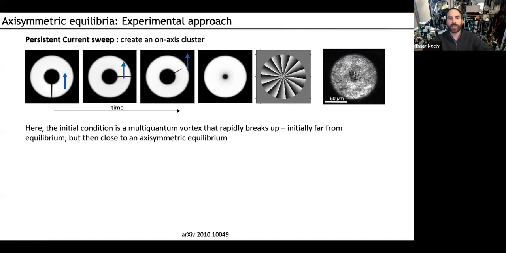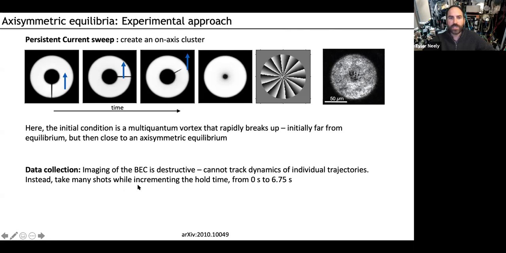One thing worth noting about the experimental images here is that we're doing destructive imaging of the BEC. So we can't track the dynamics of individual trajectories. Instead, we take many shots of the experiment, hoping, and I guess being somewhat validated, that the initial conditions are repeatable, and then gradually increment the hold time after doing this whole stirring sequence to look at the ensemble averages of the dynamics of the vortices over the course of 0 to a little less than 7 seconds in this experiment.